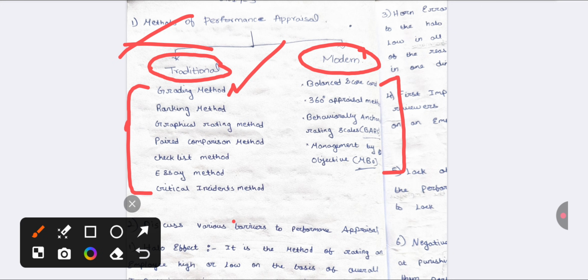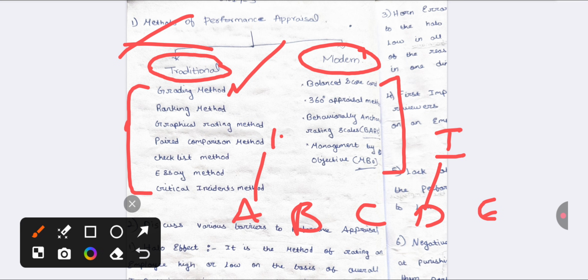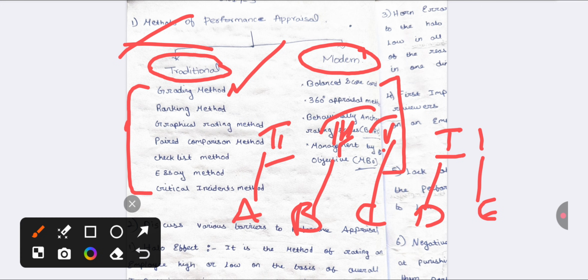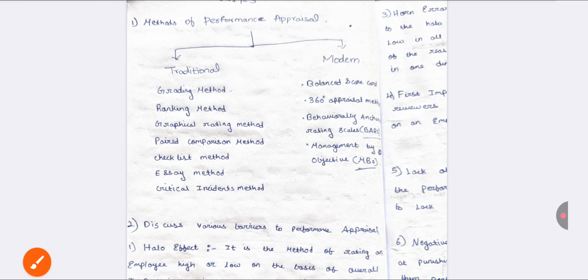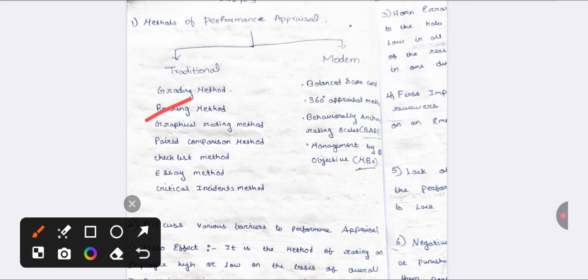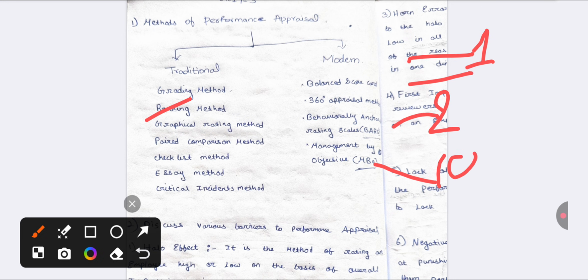Grading method. For example, A, B, C, D, E. There are 5 employees. D is getting first grade, A is getting second grade, B is getting third grade, E is getting fourth grade, C is getting fifth grade. It means you are measuring the performance of individuals in the grading method. First grade, A grade, B grade, A plus, B plus, like that. Next, you have the ranking method, meaning out of the employees you are giving ranks. This employee is first rank, this employee is second rank, this employee is 10th rank, like that. That is also another type of performance appraisal.